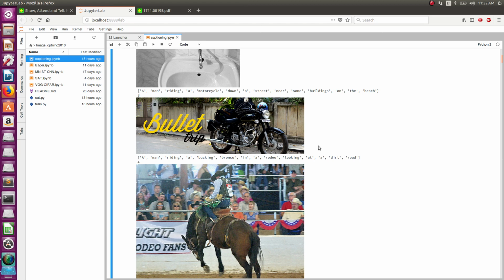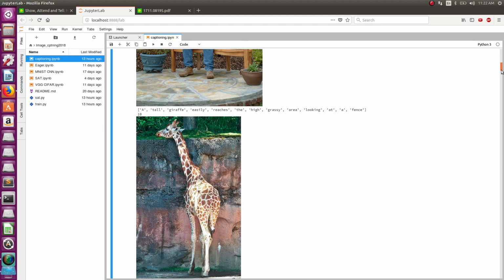So here maybe it might have made a mistake, because a man riding a motorcycle down a street near some buildings is very impressive, and maybe it could have made a mistake in identifying this as a beach. But this is also very reasonable, as this looks a lot like sand. So we can easily identify the mistakes it makes, and perhaps with more training and more data we can improve our accuracy. Like this image, again a very impressive result: a tall giraffe easily reaches the high grassy area looking at a fence.